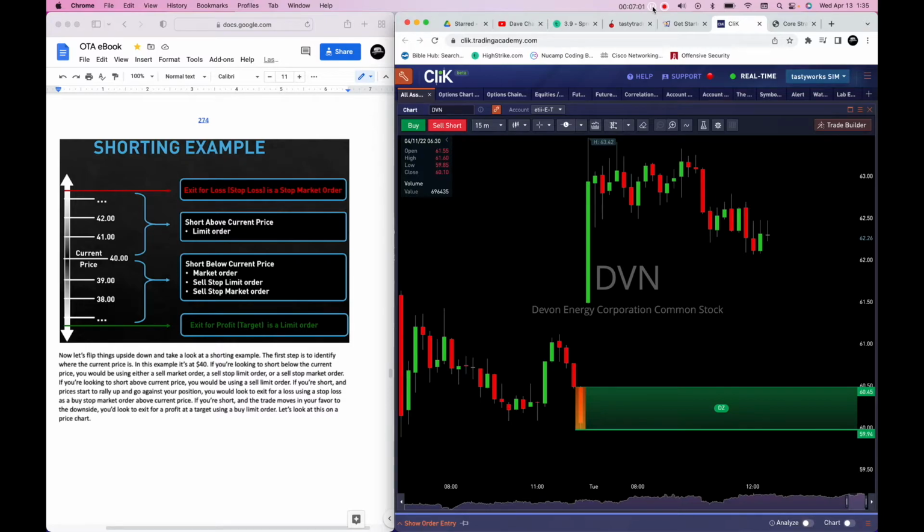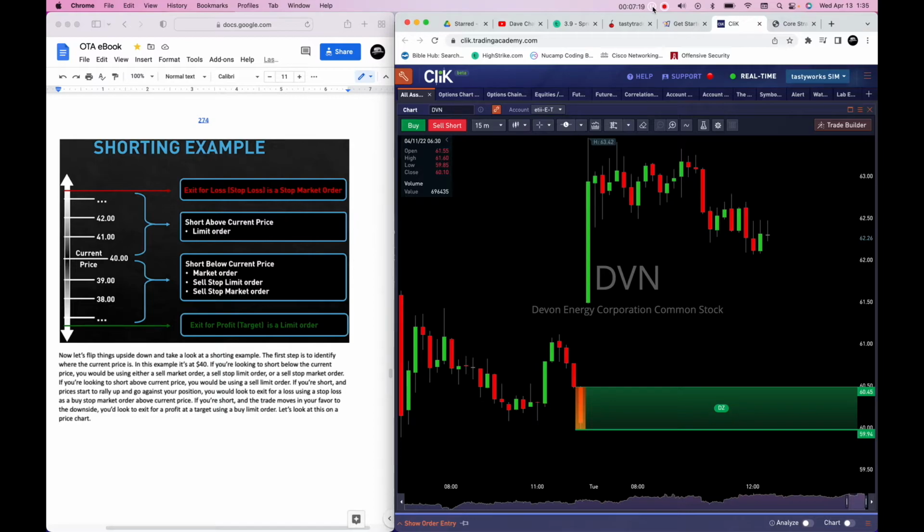If you're looking to short below the current price, you would be using either a sell market order, a sell stop limit order, or a sell stop market order. If you're looking to short above current price, you would be using a sell limit order.